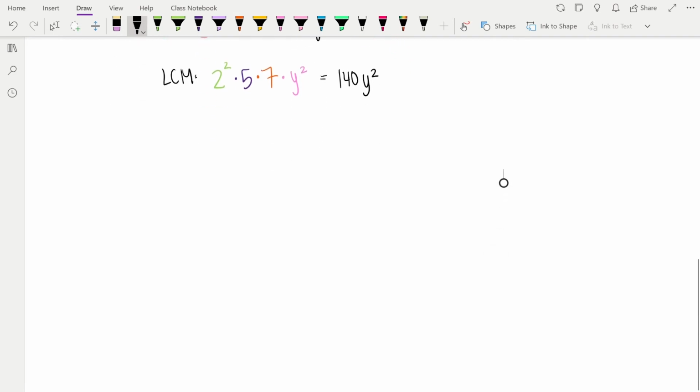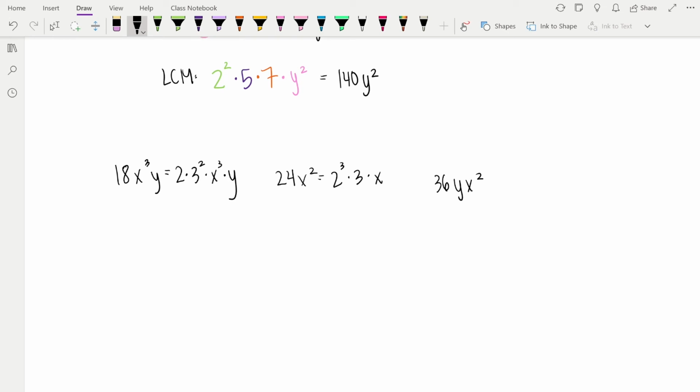Okay, let's try one last example. This time, I'm going to have 3 numbers. So I have 18x cubed y. I have 24x squared. And I have 36yx squared. Okay, so 18 is 2 times 3 squared times x cubed times y. Like I just keep the letters. 24 is 2 cubed times 3 times x squared.